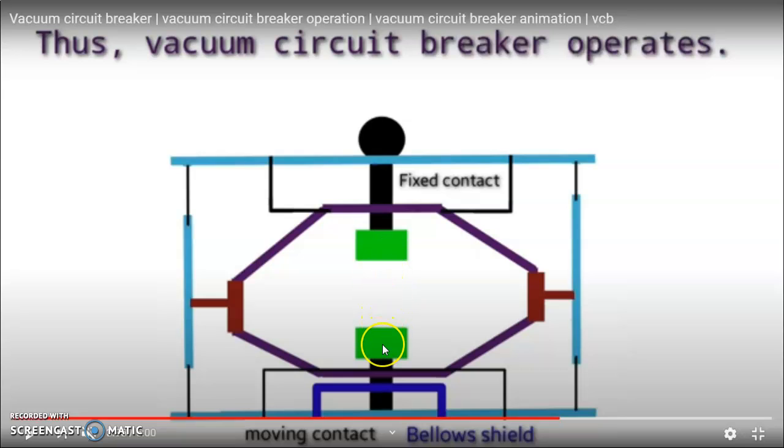So obviously, as the moving contact moves, the distance increases. So the current flow distance increases. So we can minimize current and the arc also. And also the ionized particles condense when the current becomes zero immediately at the half of the cycle. So they condense, and as soon as they condense, the arc is completely quenched, extinguished. This is the vacuum type of circuit breaker.